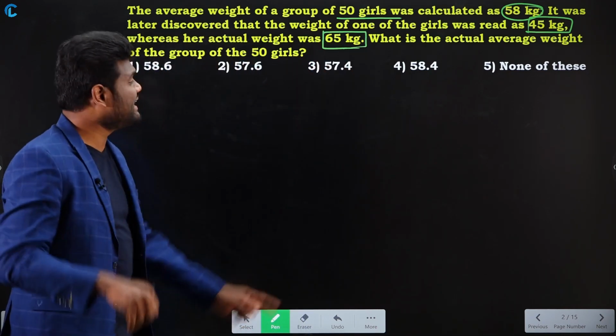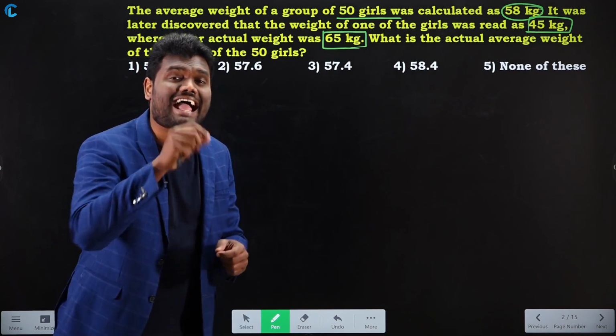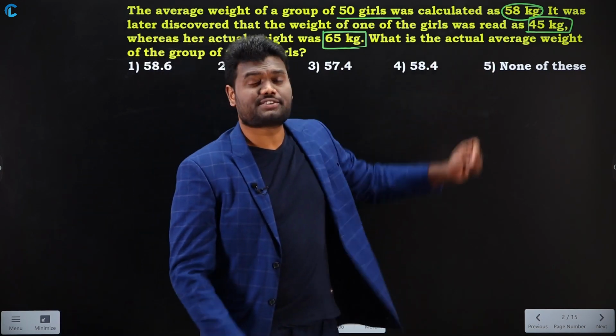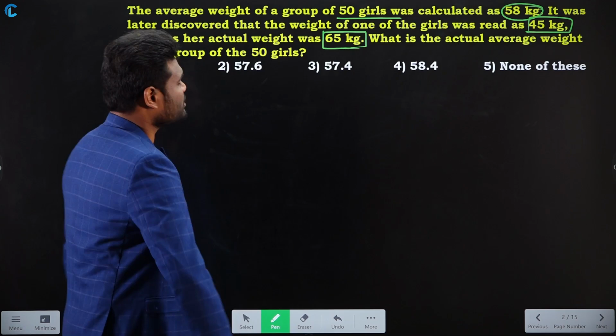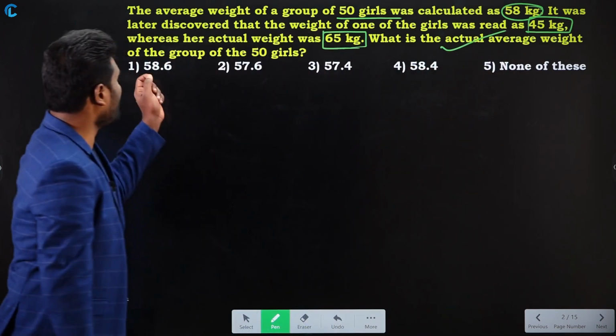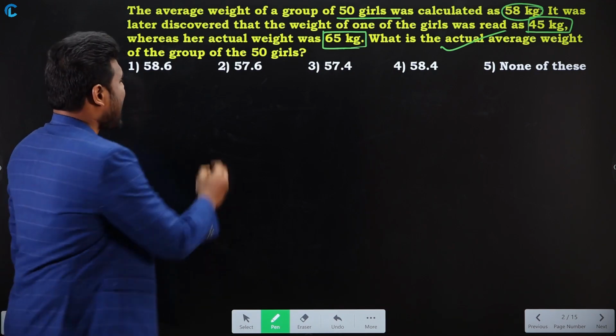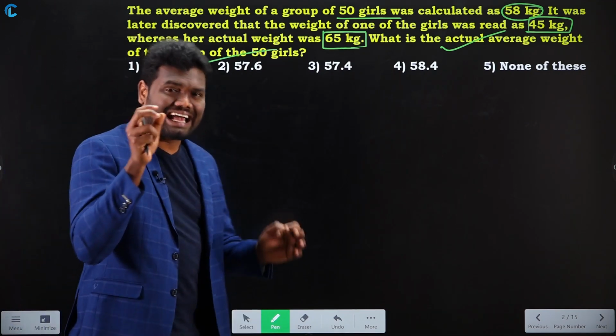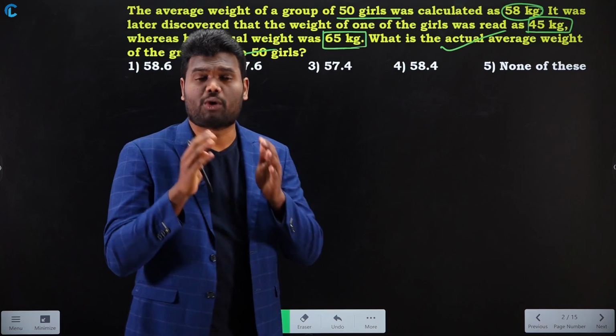Actually, the girl's weight is 65 kg. But what they have noted it as 45 kg. Now your question is, what is the actual average weight of the group of 50 girls? Actual average weight or correct average, both are the same. Now what you need to do?